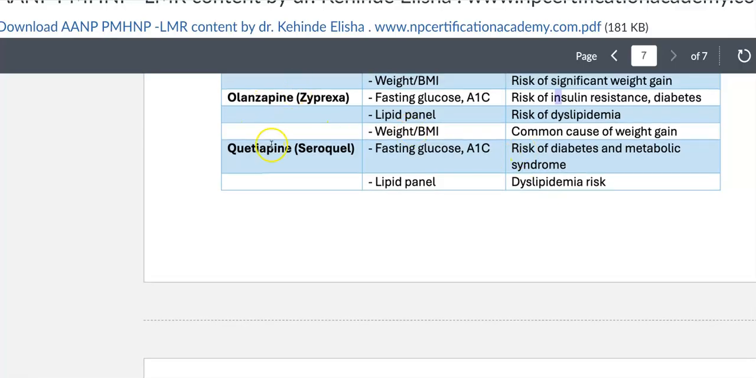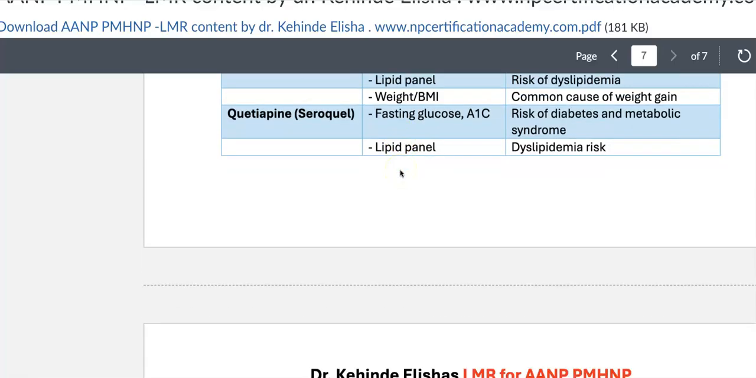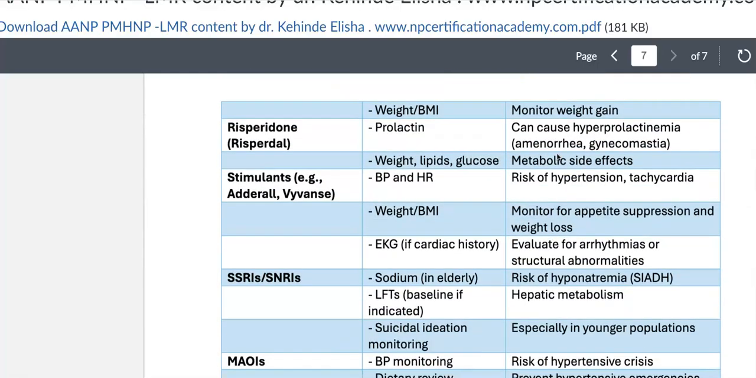Olanzapine, obesity. Quetiapine, we call it cataracts. We also have to monitor with a yearly eye exam, but it's also a second gen, so of course, metabolic syndrome is one of the side effects. Risk of diabetes and metabolic syndrome, dyslipidemia risk. So we must obtain lipid panel.